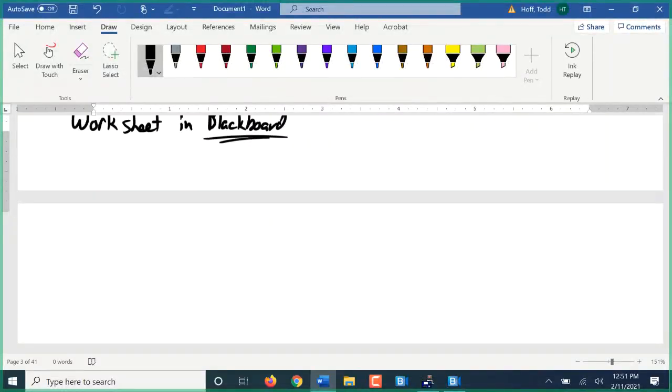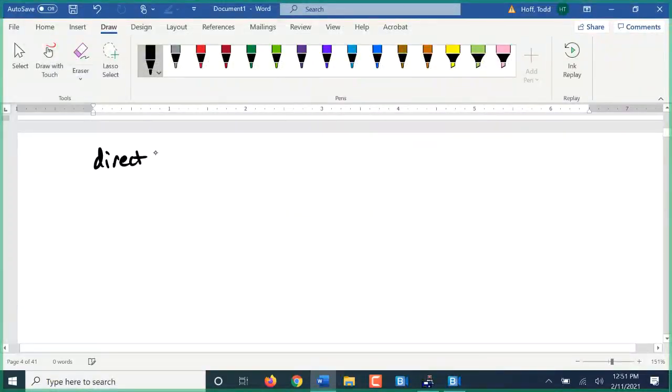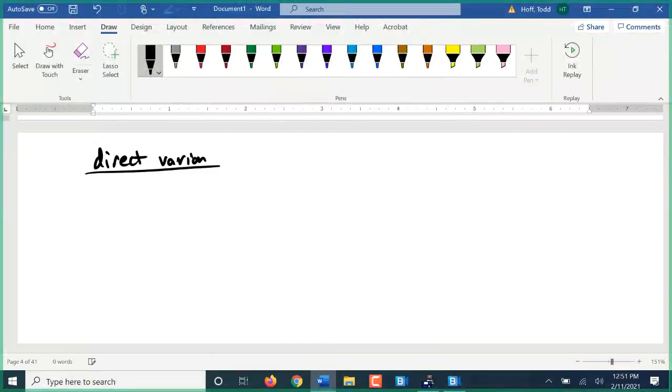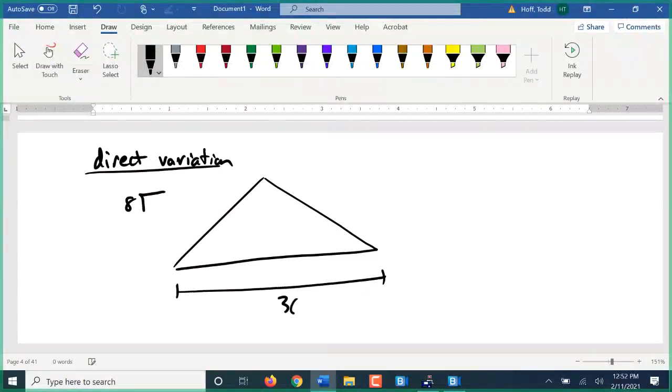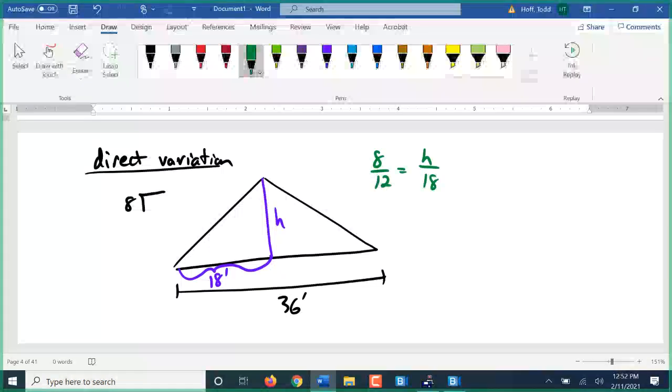In construction, the biggest example we have of direct variation is what we've been doing with our trusses. If I have an 8/12 slope on a 36-foot span truss, the height and my run, of course here being 18 feet after 36, have to be proportional or directly related. The bigger the run gets, the bigger the height's going to get, as long as our slope stays the same. So that's why we were able to do that slope of 8/12 equals h over 18. We could have done rise is directly related to the run.